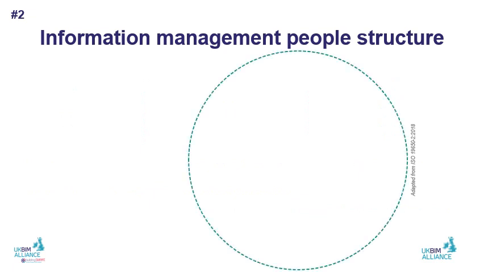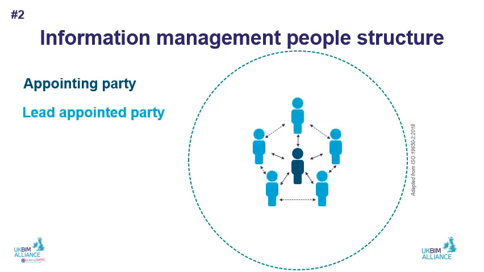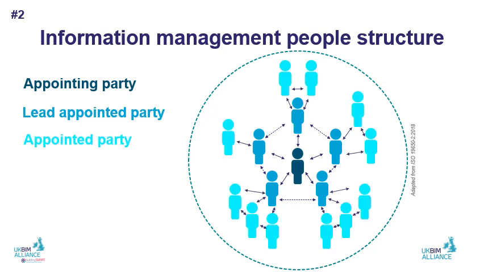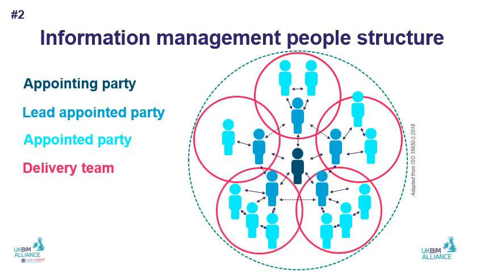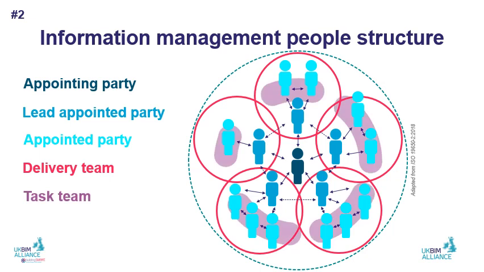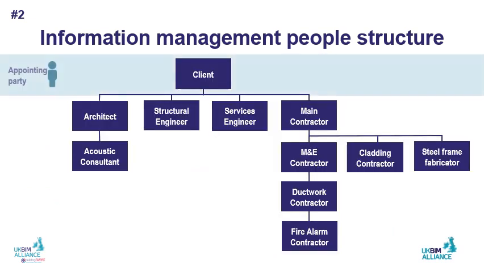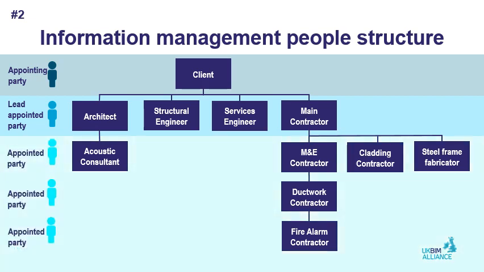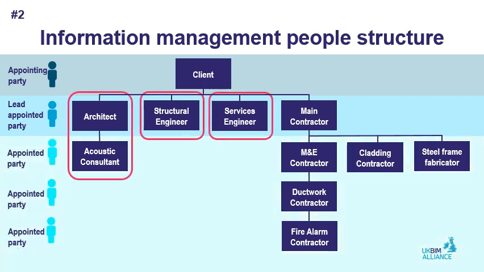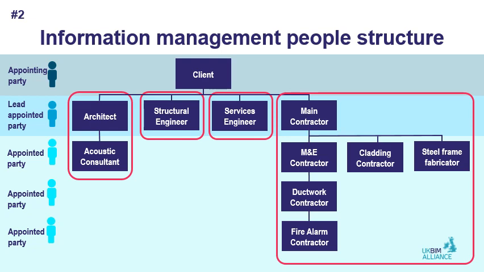Taking this, we can start to see how it relates to a project. The appointing party is at the centre. They appoint the lead appointed parties, and they in turn appoint the appointed parties. Within each main appointment, you have a delivery team, which are self-contained units of information management. Then within a delivery team, you can have several task teams. Using this diagram, we can now see how this is applied to real-world roles and how the delivery teams would then be assigned.